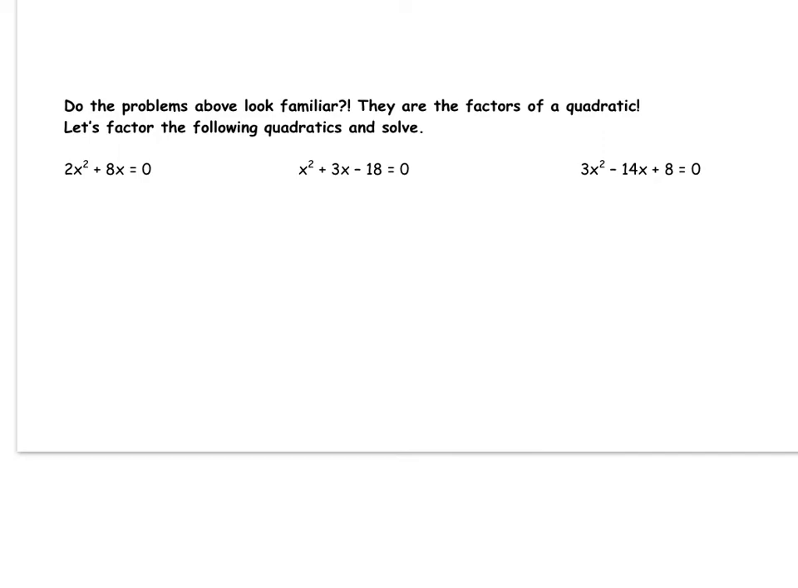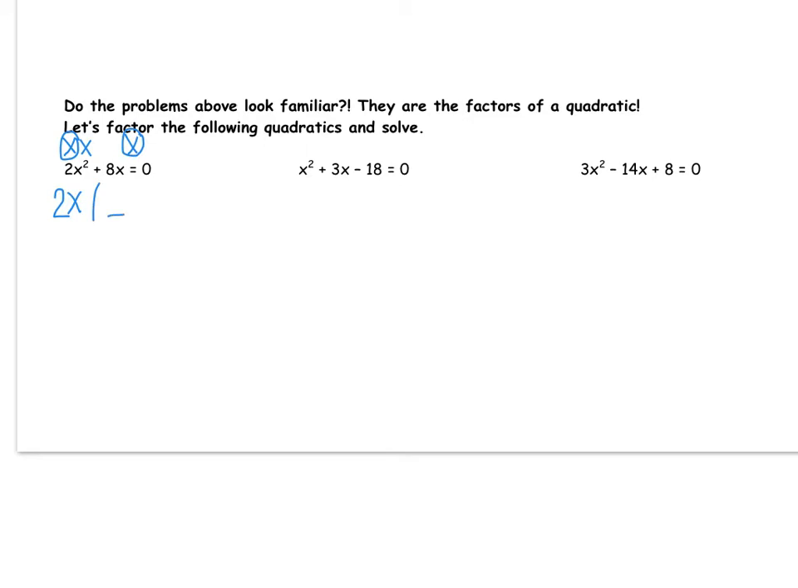So in this first problem, I look at 2 and 8. And I ask myself, what is the greatest common factor of 2 and 8? And you should say 2. Now I have 2 x's here, and I have 1 x here. How many x's do they have in common? They have 1 x in common. So I need to pull that out as well.